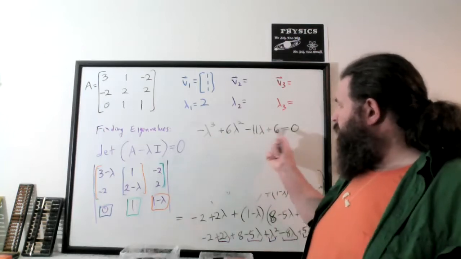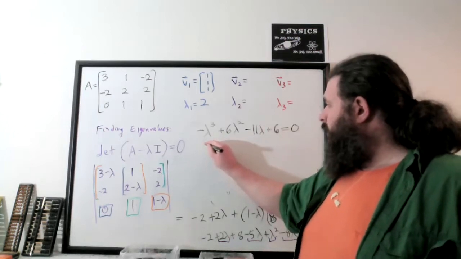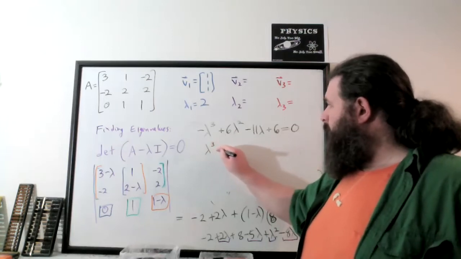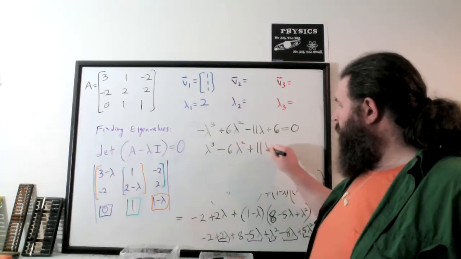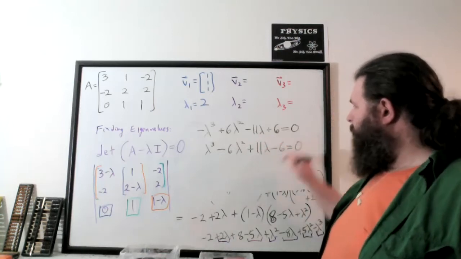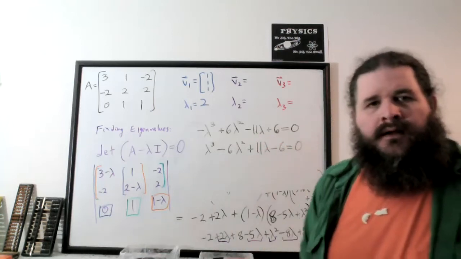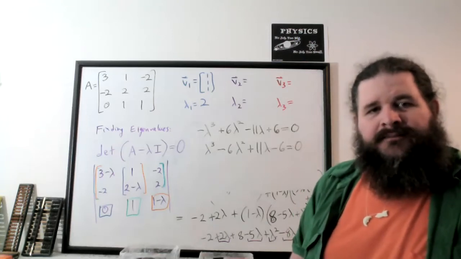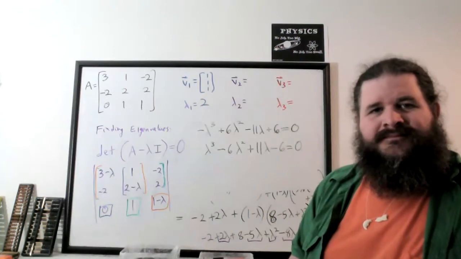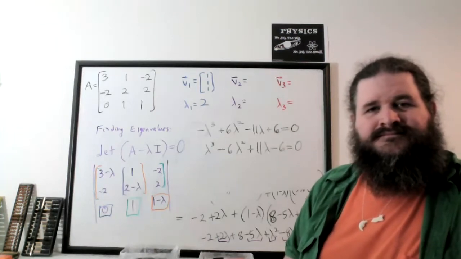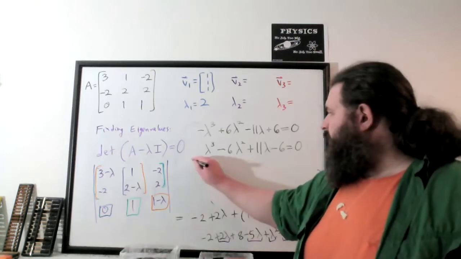If we just multiply both sides of this by -1, we get positive lambda cubed minus 6 lambda squared plus 11 lambda minus 6 equals 0. So we've got this characteristic polynomial. And what do we want to do with that? What's our goal here? Factor it. Yeah, ideally we want to factor this.